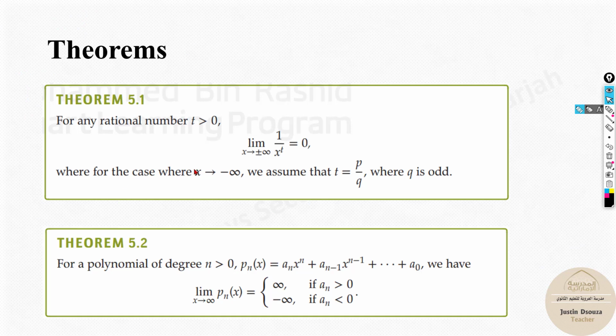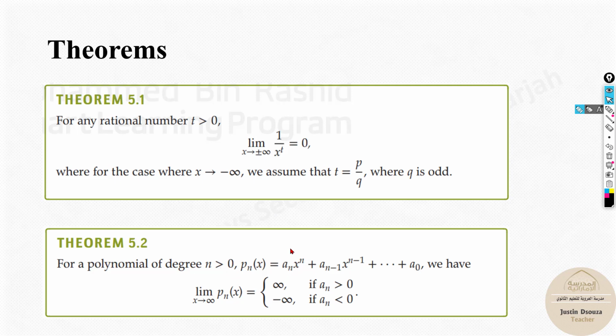Now we will look into these theorems. They just tell you about the powers. We have dealt with this. Whenever the power is odd, negative infinity will make it negative, positive stays positive. Here you're dealing with a few things about the degrees.